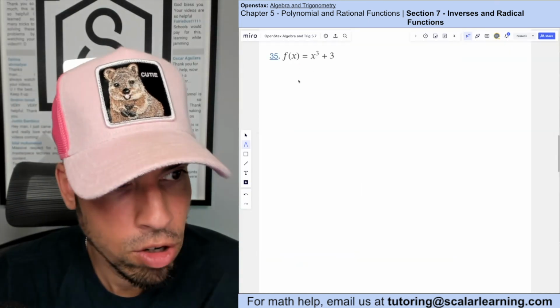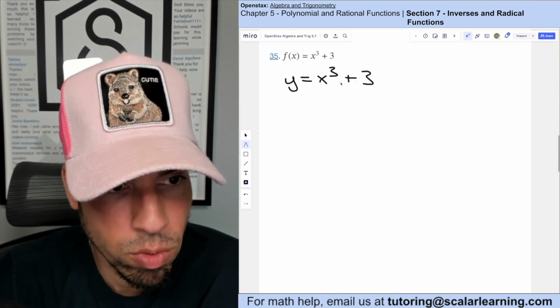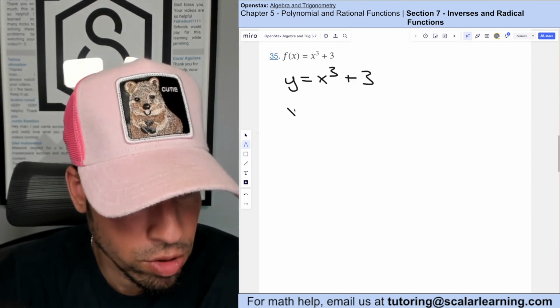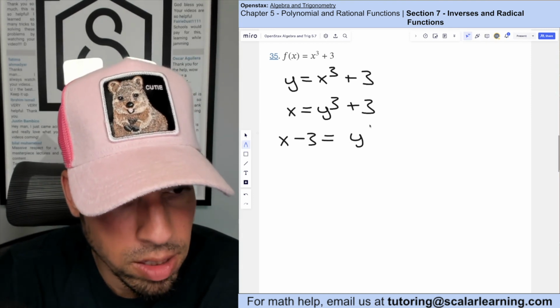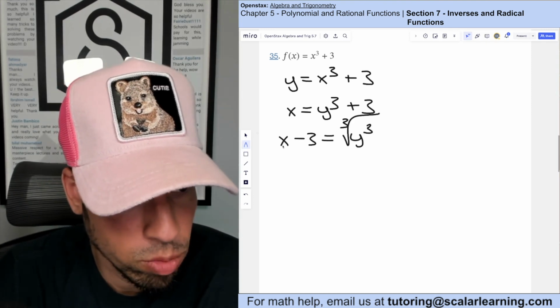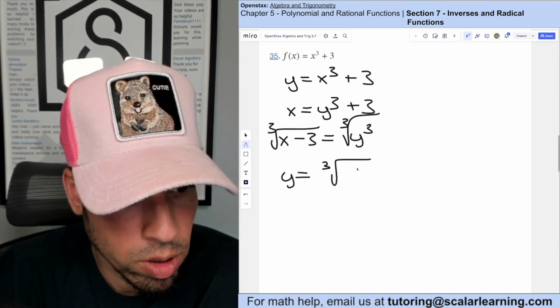So for this one, we're going to start by swapping out the f of x with y, and then after that, we're going to replace the x's with y's and vice versa. And then what we're going to do is isolate. We're going to subtract 3 from both sides, and then to get rid of that cube, we're going to take the cubic root, like so. And then we get y equals the cubic root of x minus 3.